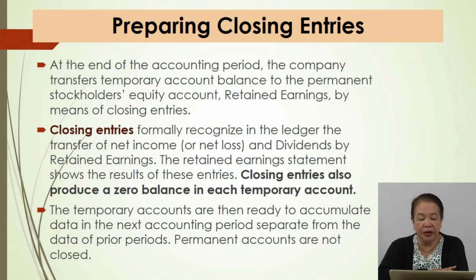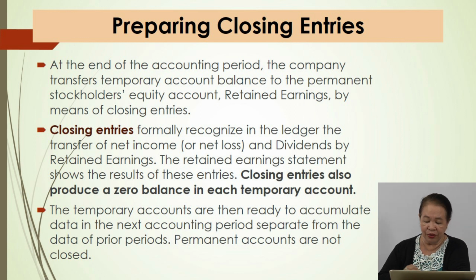So, how do we prepare the closing entries? The company transfers temporary account balances to the permanent stockholders equity account, the retained earnings, by means of closing entries. So, closing entries recognize in the ledger the transfer of net income or net loss and dividends to retained earnings. So, the retained earnings statement shows the result of these entries. The closing entries also produce a zero balance in the temporary accounts. Bakit zero balance na sa temporary account? Kasi kinuklose na yung account na yan para wala nang balance.